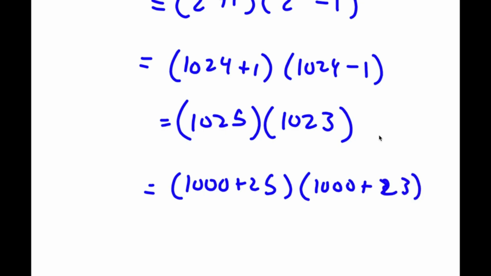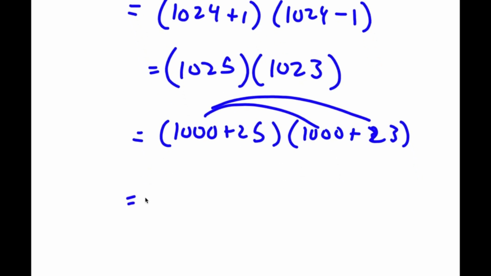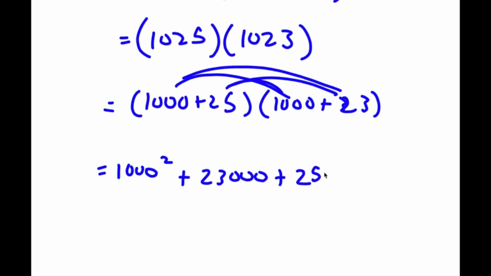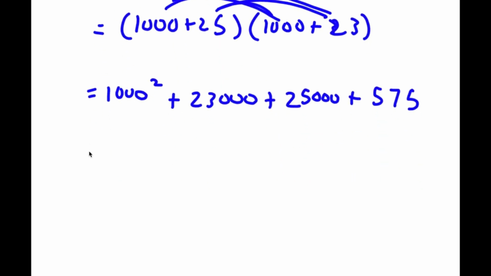So now, to solve this, I'm going to distribute the 1000 first. So now I have 1000 times 1000, which is simply 1000 squared, plus 23 times 1000, which is 23,000. Now if I distribute the 25, I have 25 times 1000, which is 25,000, plus 25 times 23, which is equal to 575. So now I have 1000 squared plus 23,000 plus 25,000 plus 575.